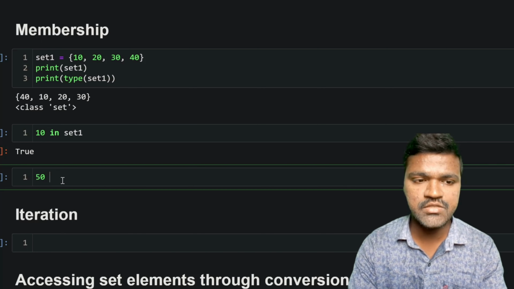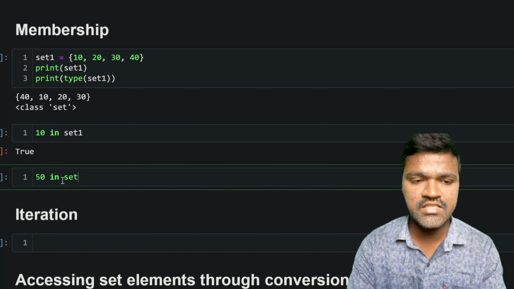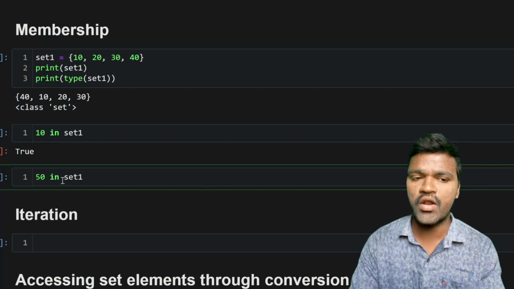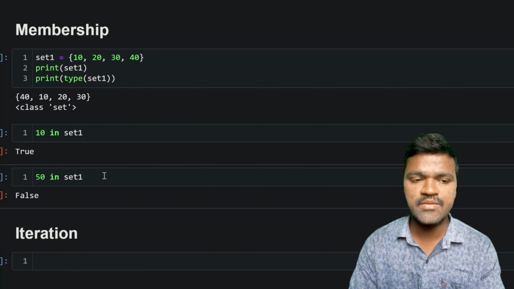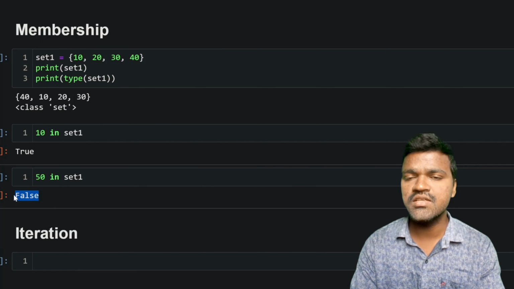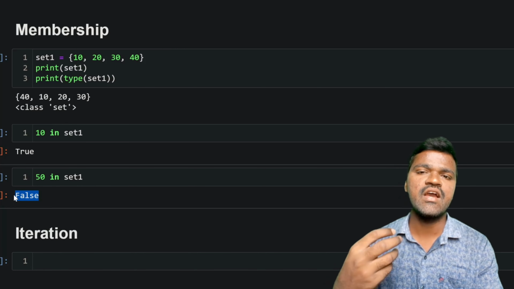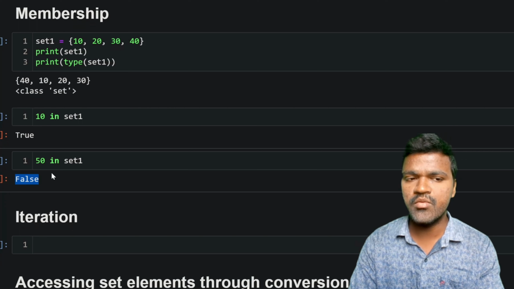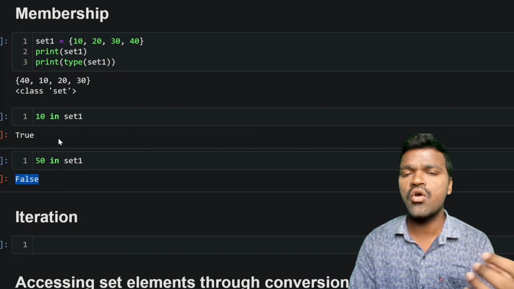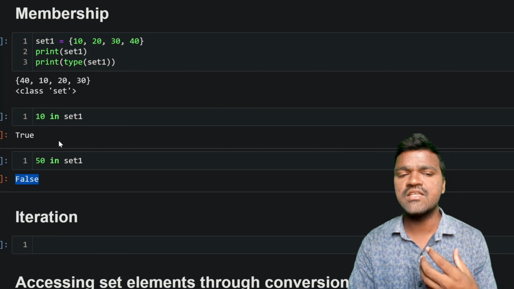and if it is not present in the set, we will get false. Let's say I am taking this 50 and I am checking whether 50 is in set 1 or not. If I execute this, we are getting false, because this 50 is not present in set 1. Because of that reason, we are getting false. So I hope you can understand how you can use the in operator in order to know whether a particular element is present in the set or not.